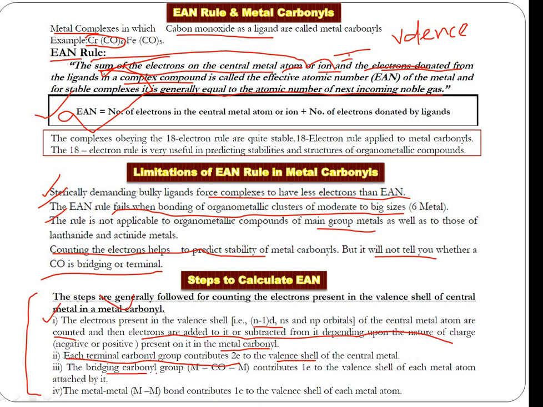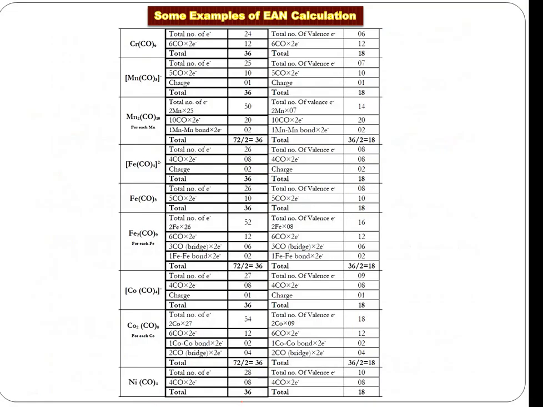And if the carbonyl acts as a bridging carbonyl, like a bridge, M-CO-M, then it contributes only 1 electron. And if you have a metal-metal bond present in the carbonyl complex, then each metal contributes 1 electron. So these are basically the 4-5 rules by the help of which we can calculate the effective atomic number of any complex, and to some extent we can predict the stability. Now all this I have tabulated here, so let's take these examples and understand this.